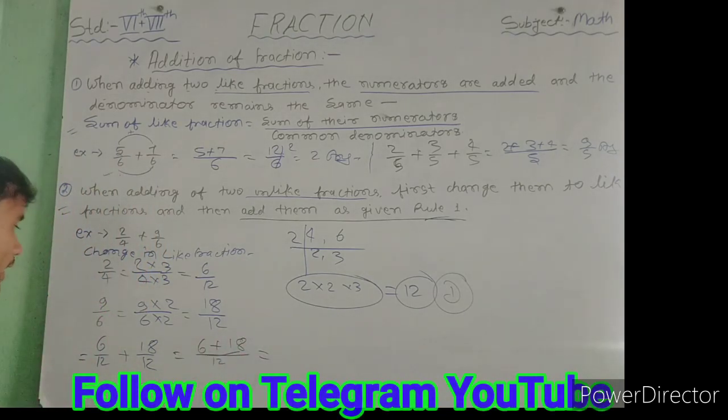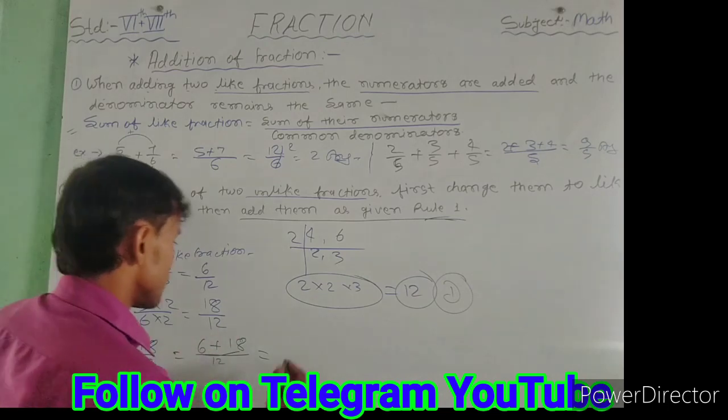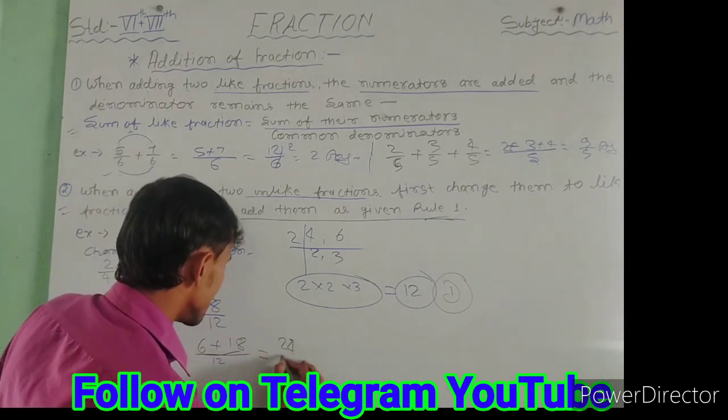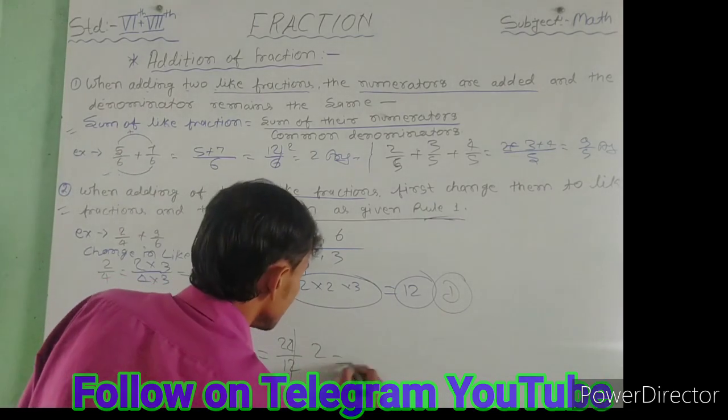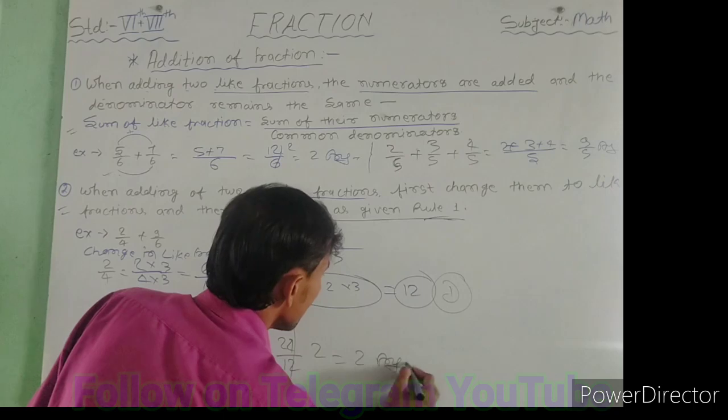Okay, 6 plus 18 is 24. 24 by 12 is equal to 2, since 12 twos are 24. So that's your answer.